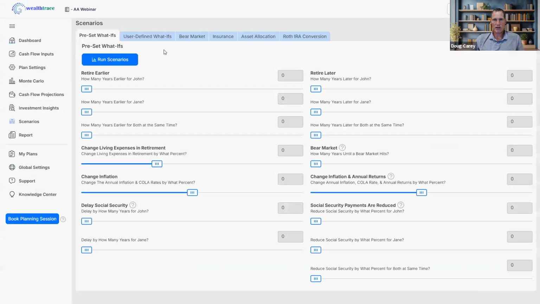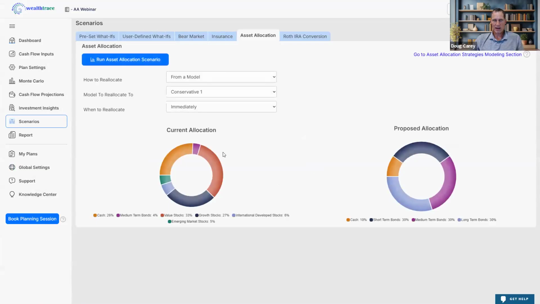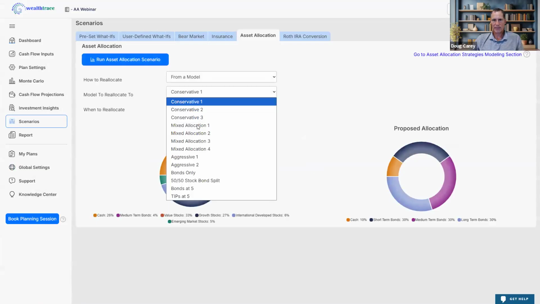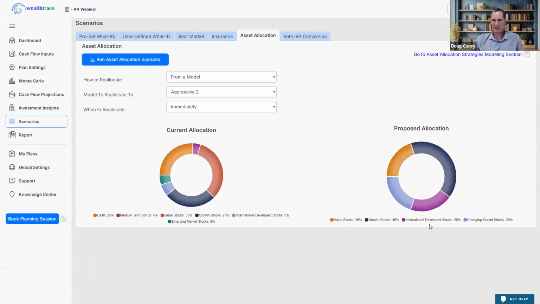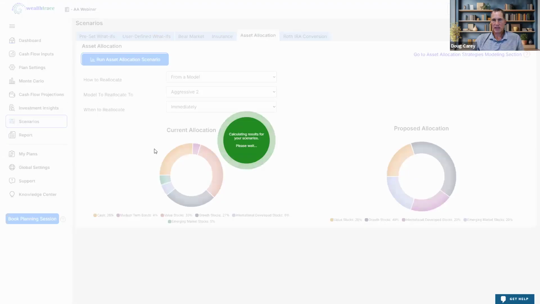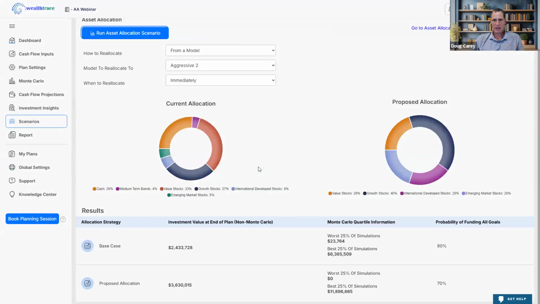So I'm going to run one that's really aggressive, right? And I'm going to have them reallocate immediately. So aggressive 2, all stocks, including some emerging market stocks. I'm going to run this, and it's going to run Monte Carlo simulations on the base case and this new allocation. So no surprise to me that the Monte Carlo probability of never running out of money went down. It went down by 10 percentage points. That's a pretty big drop.